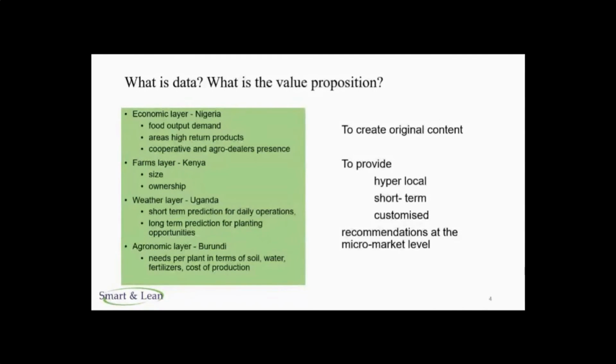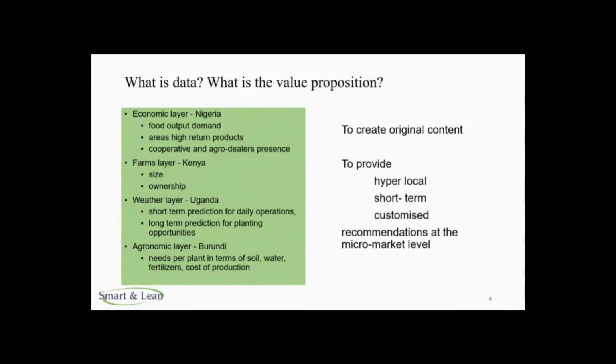Economic layer, what is the income, what is the yield, what is the money which is going around farming. And we were trying to find the data from Nigeria. Farms layer data from Kenya. What kind of farms they are, what are their size, how they are owned, where are they, how many these are. This kind of very ground level, low level data, actually, but critical one.